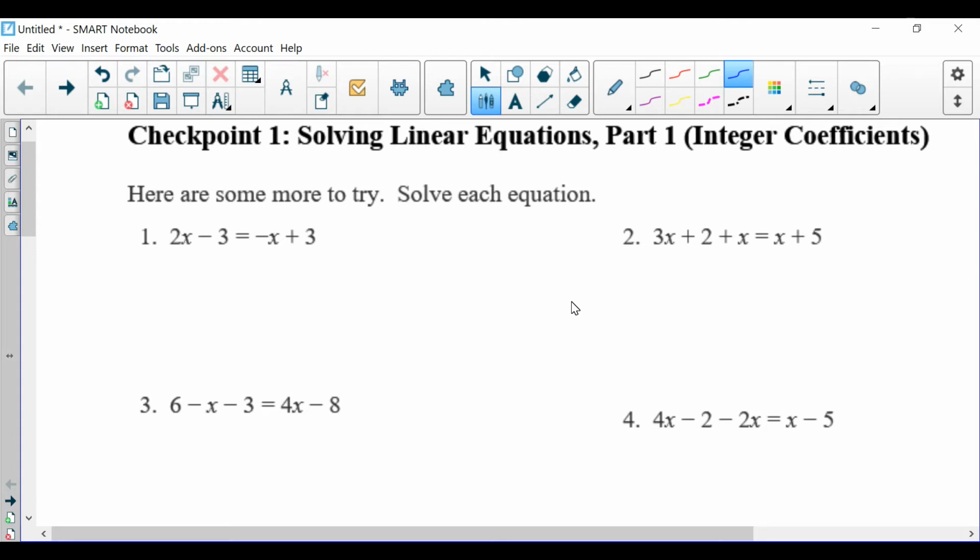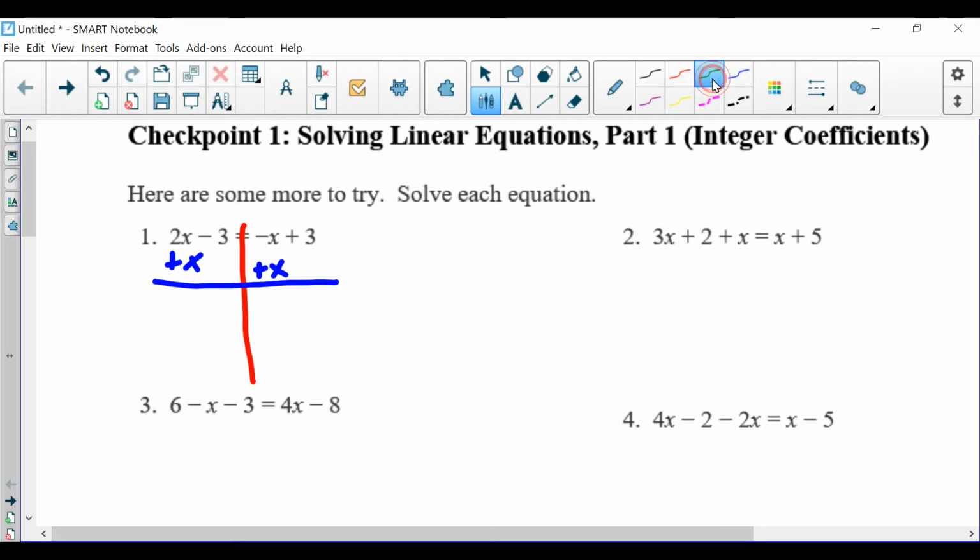First of all, we're going to do number 1. Anytime we have an equation, let's split it down the middle. With that split in the middle, we're going to notice which side has more x's. The left side has more x's. So how are we going to eliminate the right side? Well, we're going to add x to both sides.